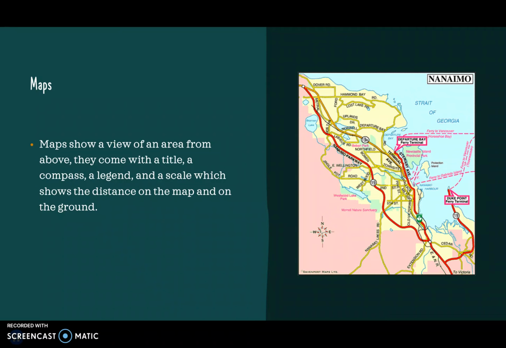Maps. Maps show a view of an area from above. They show a title, a compass, a legend, and a scale, which show the difference on the map and on the ground.